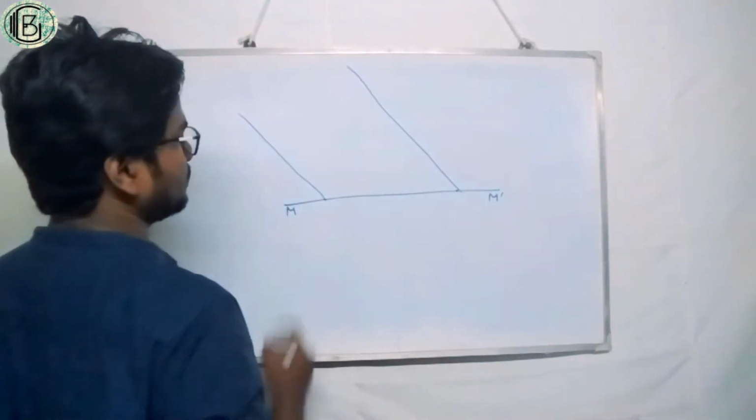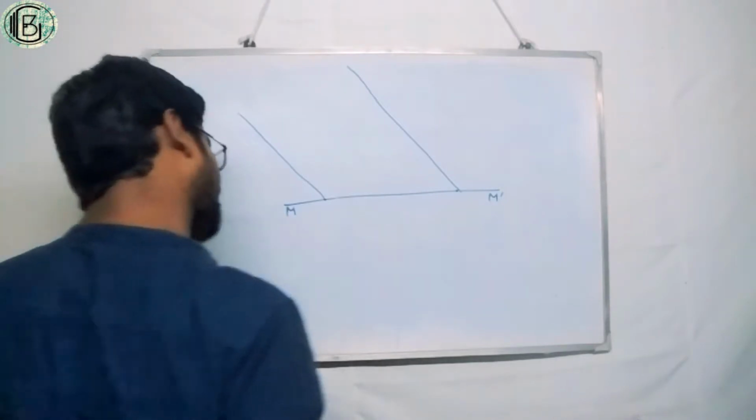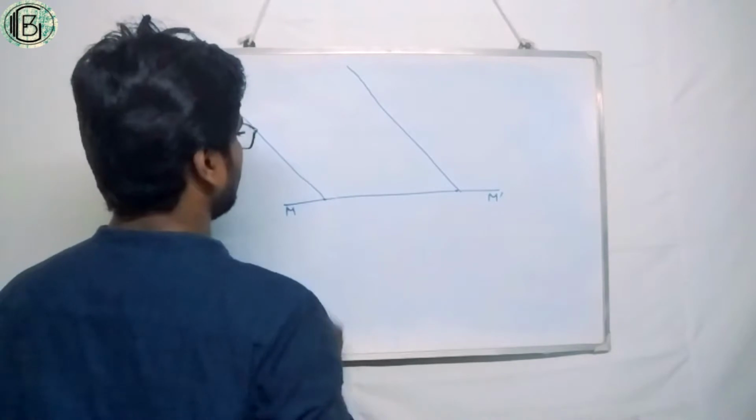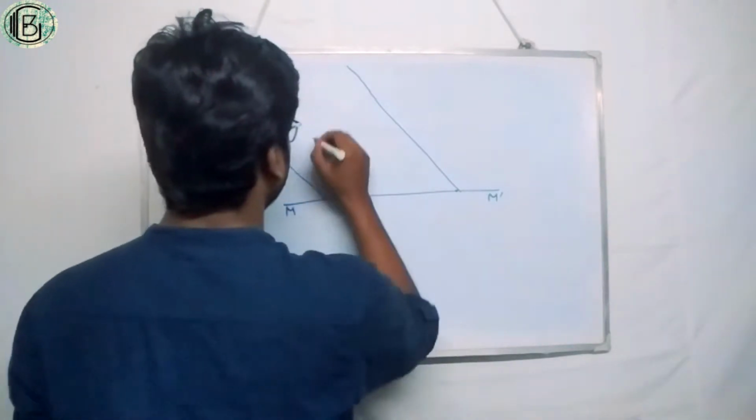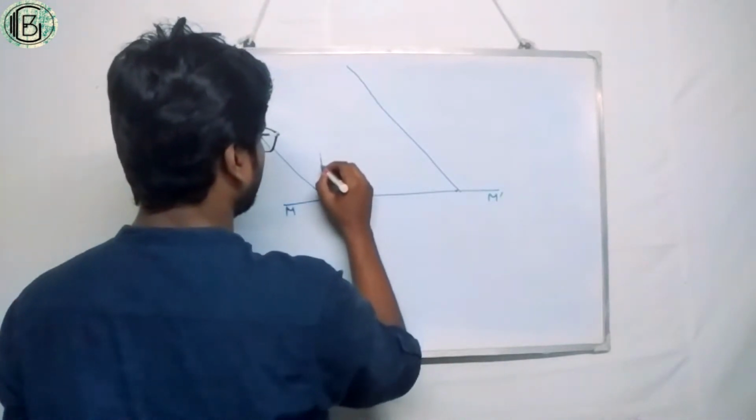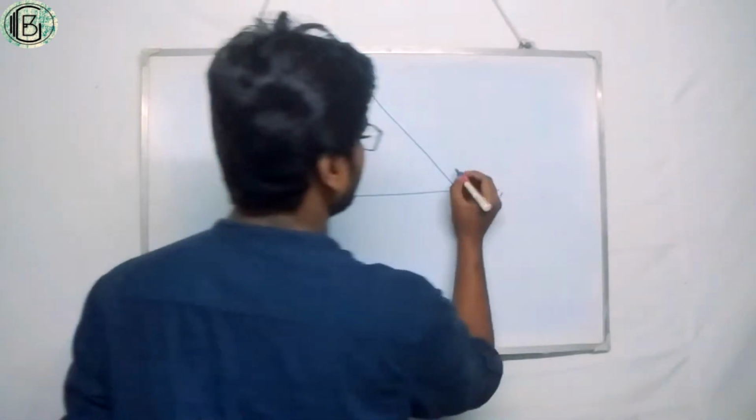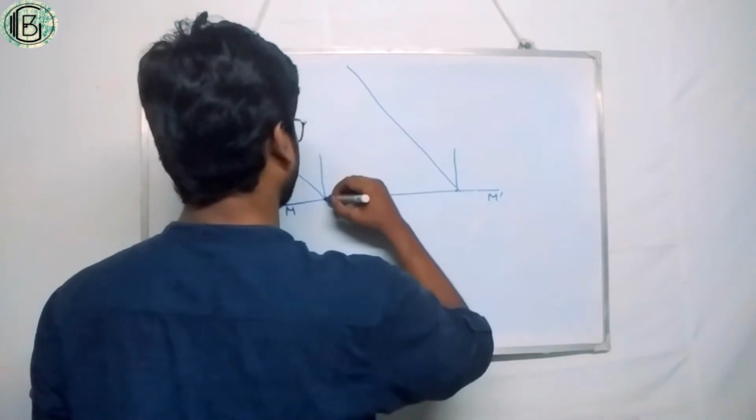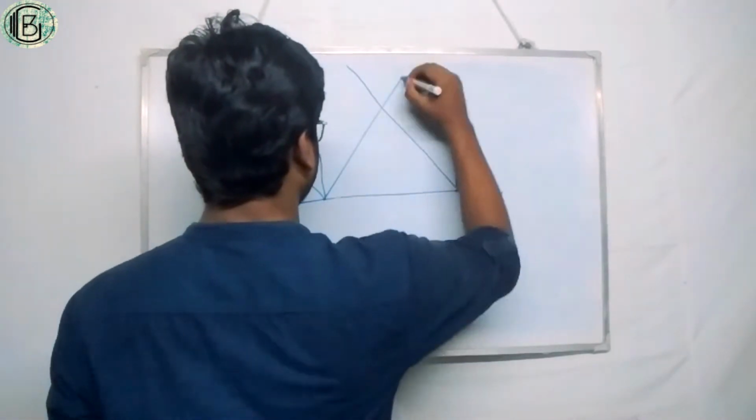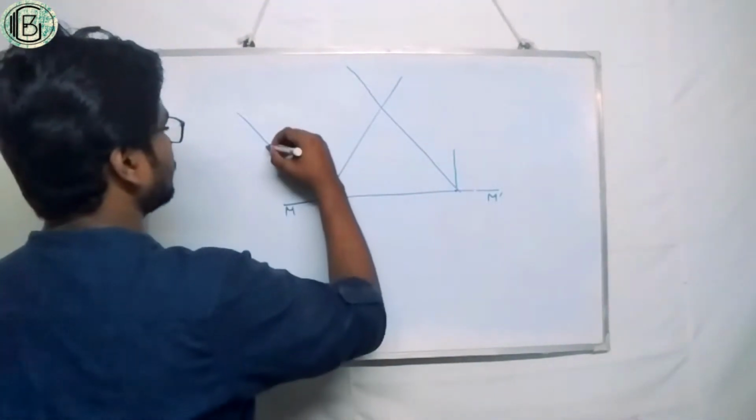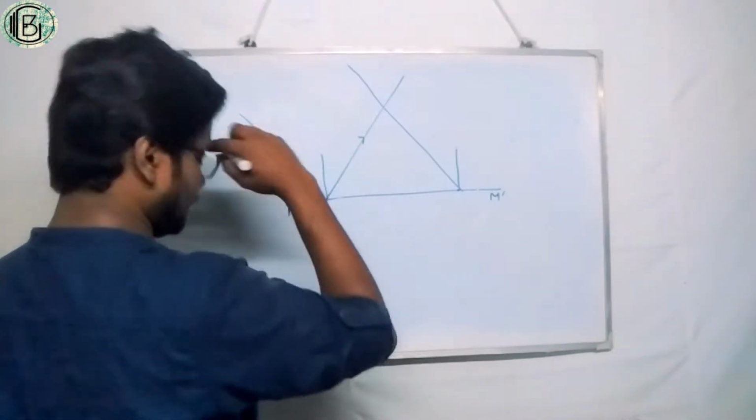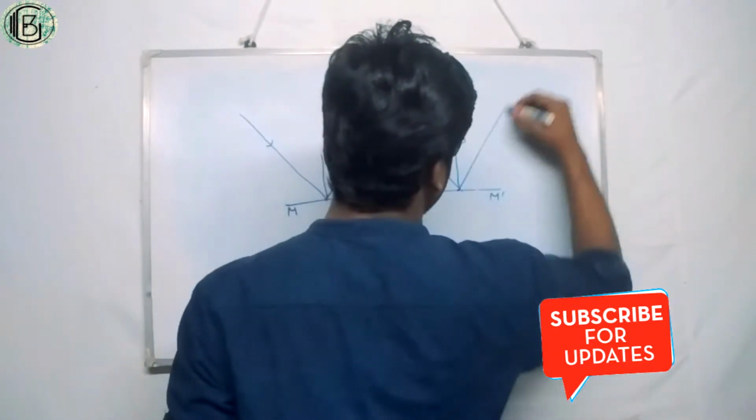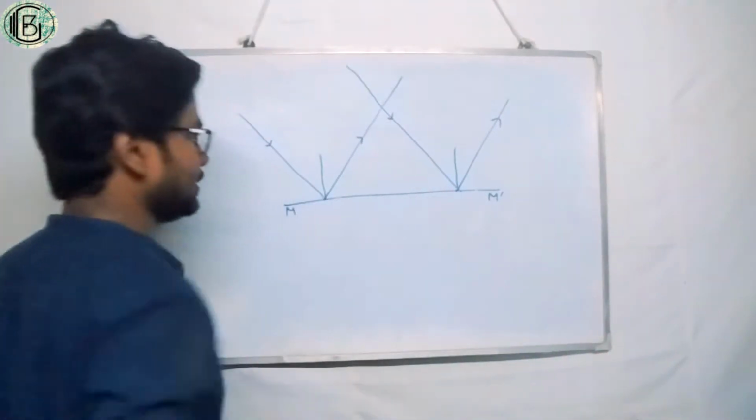Now, as the beam of light, it will be reflected. So we'll try to draw the reflection. If this is the normal and this is also the normal, now we need to draw the reflected light. So this is the incident light and this is the reflected light. Again, this is the incident light and this is the reflected light.